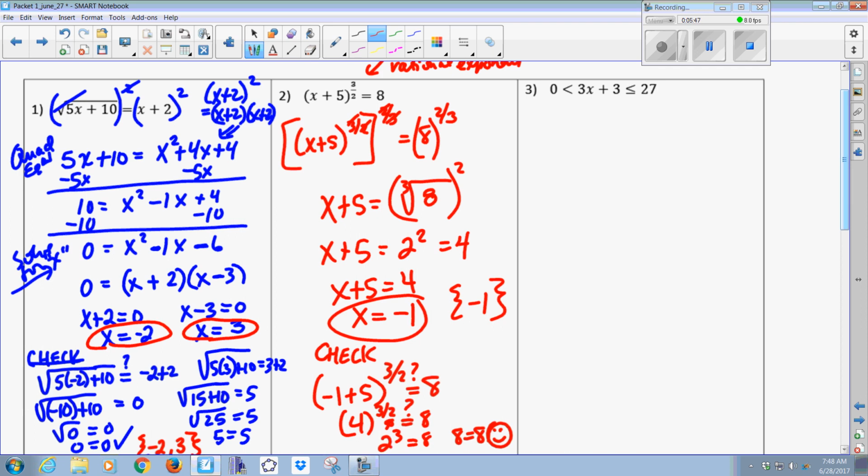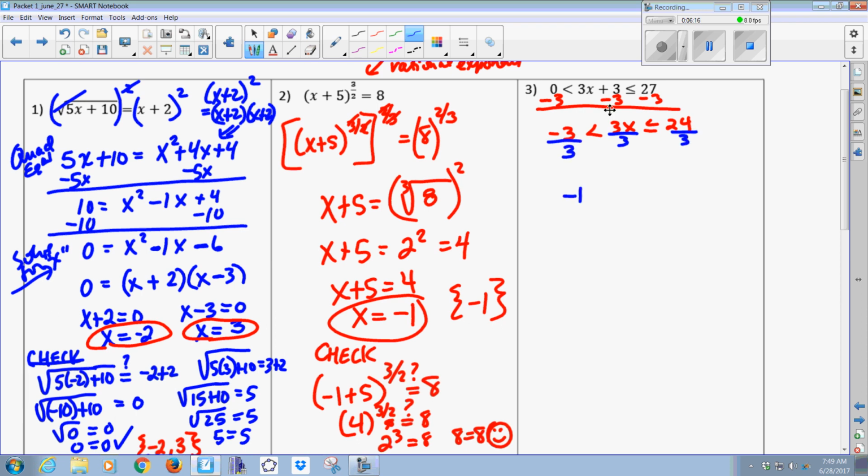Number 3 is a compound inequality. As we talked about earlier in the demo, we want to work from the middle out to get an x in the middle of this inequality. First we're going to remove the addition of 3 by subtracting 3 from each side of this inequality. So we have negative 3 is less than 3x, which is less than or equal to 24. To get x, we divide everything by 3.